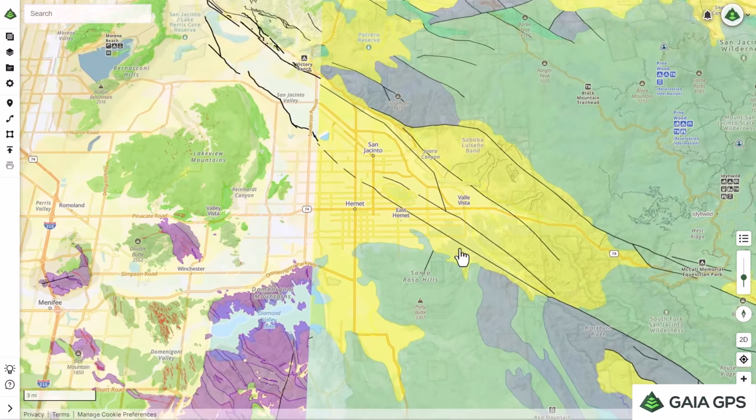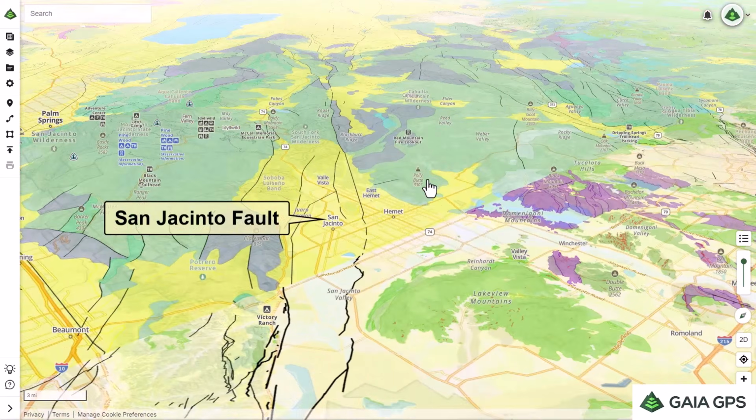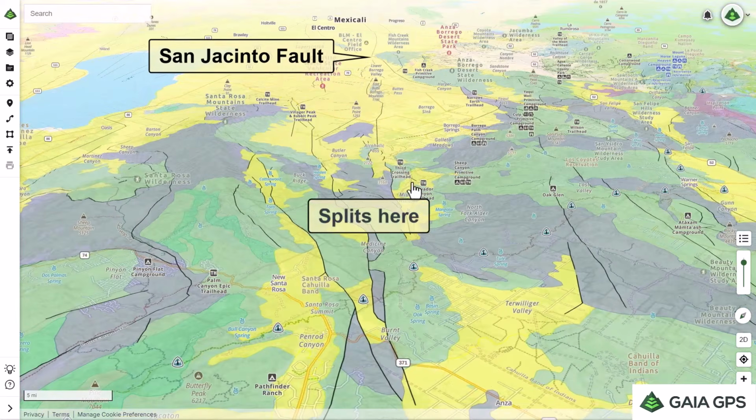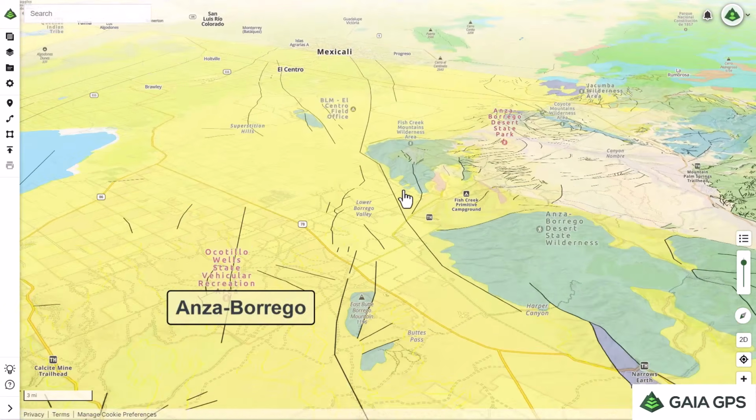In some places, the fault splits into 2 strands, where one fades out. This is evident in the southern section of the fault zone near the Anza-Borrego Desert in Mexicali.